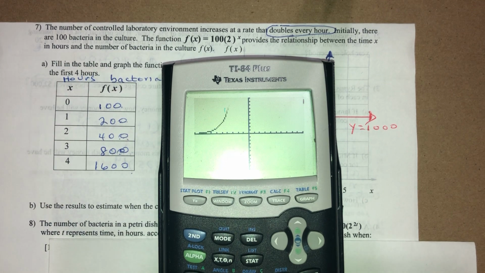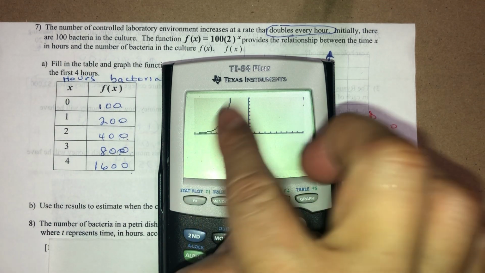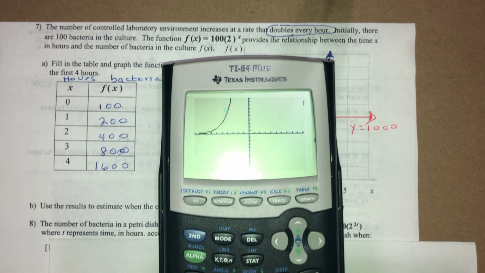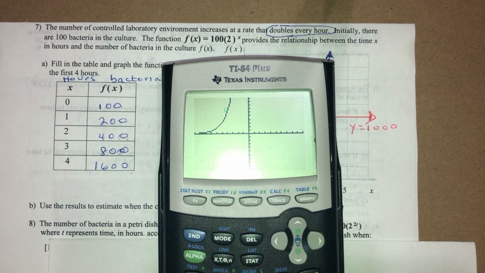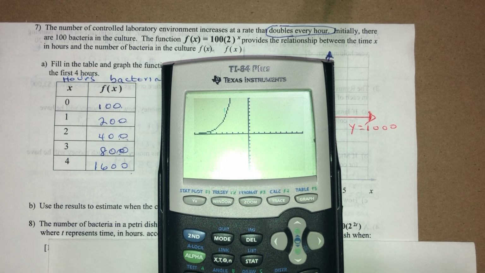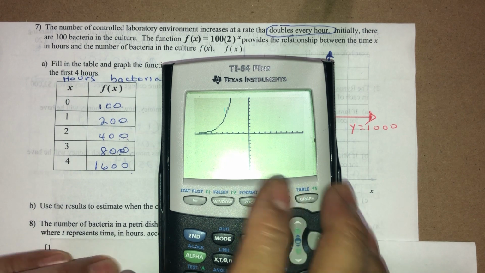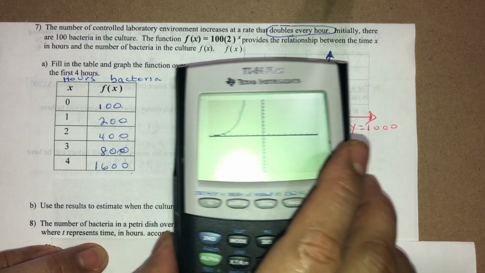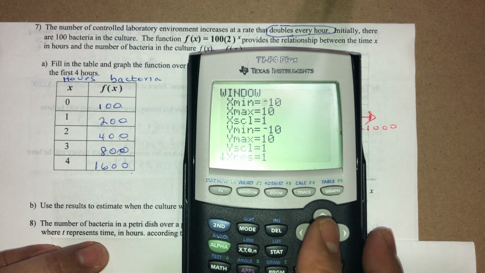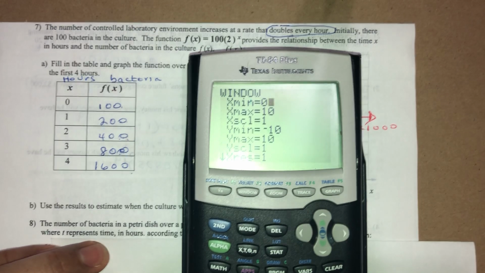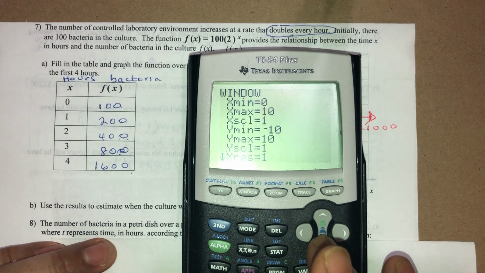It's so big that you don't see the other graph. You don't see the intersection point. So what you have to do is adjust your window. Again, don't worry about this, you did this before. So you go to window. The minimum is going to be 0, and X scale is 1.